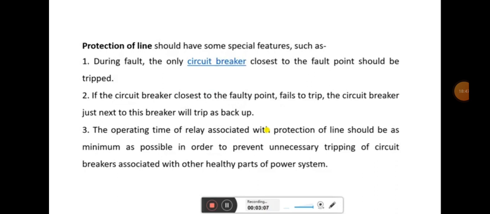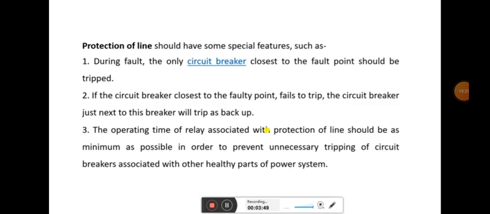So let us say the protection of lines should have some special features. If you are talking about the transmission lines, the protection of lines should have some special features such as: during a fault, only the circuit breaker closest to the fault point should be tripped. It is but natural that the circuit breaker which is placed very near to the fault must be tripped first. If the circuit breaker closest to the faulty point fails to trip, the circuit breaker just next to it will trip as a backup.